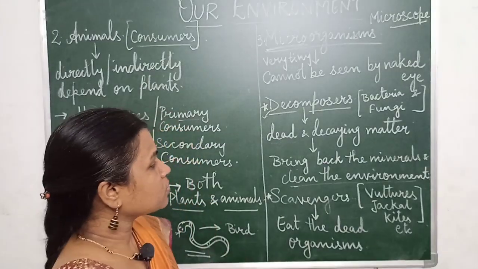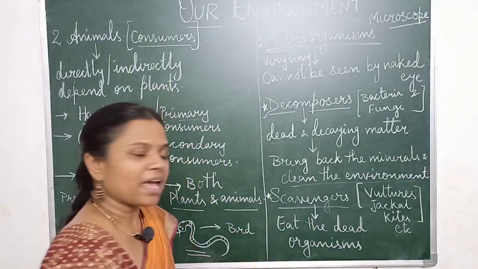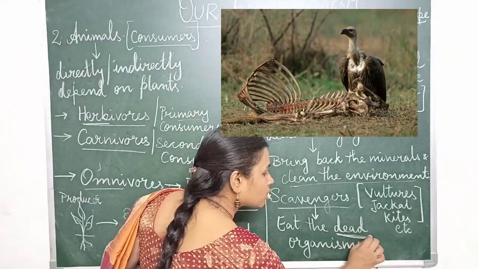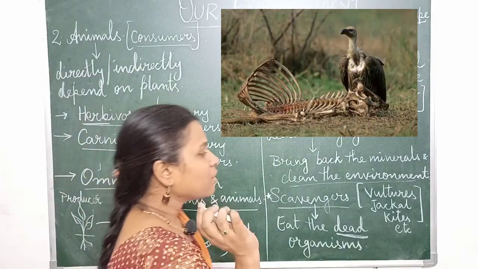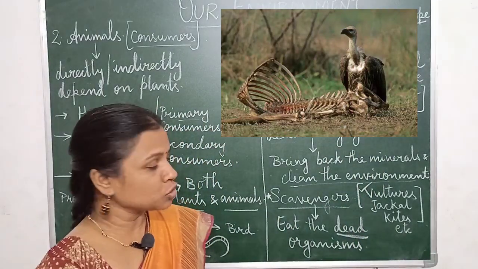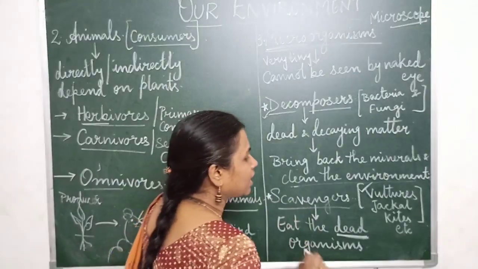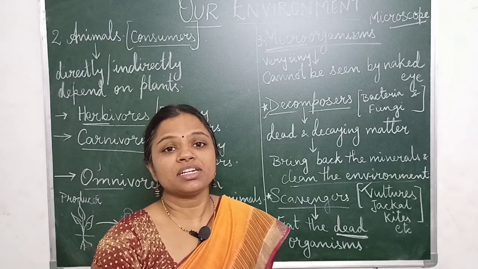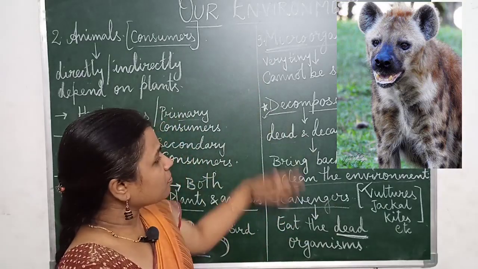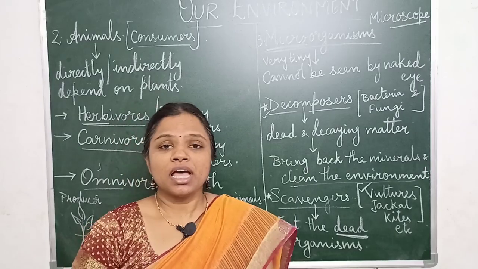There are some more organisms which help in this particular process. They are nothing but the scavengers. Scavengers are a typical type of organisms which feed on dead organisms only. One best example for this is vultures. The vulture is a very huge bird which feeds on dead organisms only. Other than that, there are some other organisms which eat dead organisms, like jackals, kites, hyenas, etc. All these organisms help in bringing back the minerals into the environment.